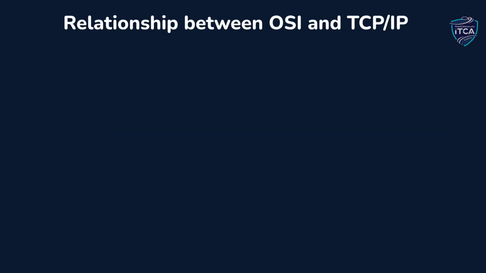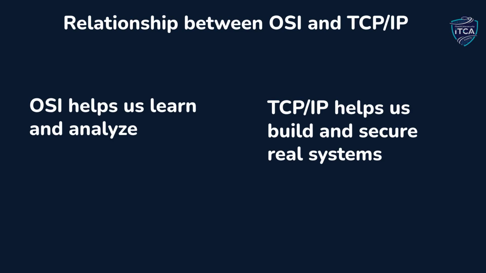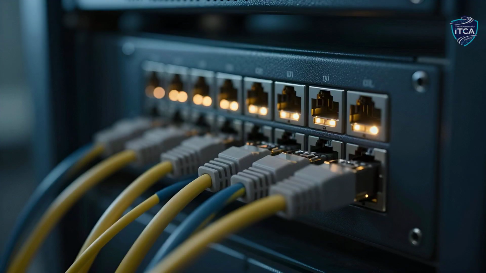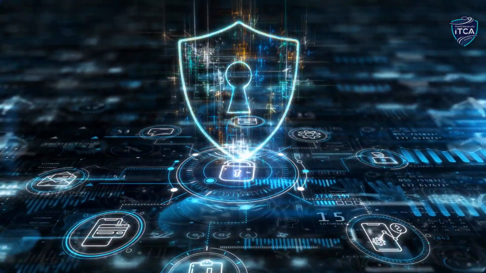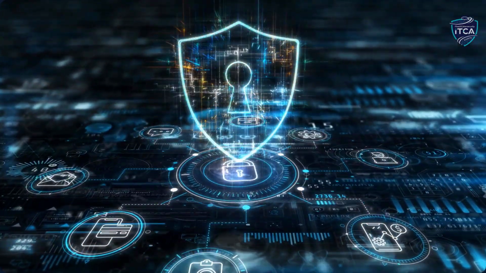The relationship between OSI and TCP/IP is simple but powerful. OSI helps us learn and analyze, while TCP/IP helps us build and secure real systems. Together, they give cybersecurity professionals a complete picture of how data flows and where it can be attacked or defended. Think about what happens when you visit a secure website. Physical cables carry signals, networks route packets, transport protocols ensure delivery, and encryption protects your data at higher layers. Every layer is both a potential risk and a potential defense point. This is why cybersecurity always starts with understanding data communication.